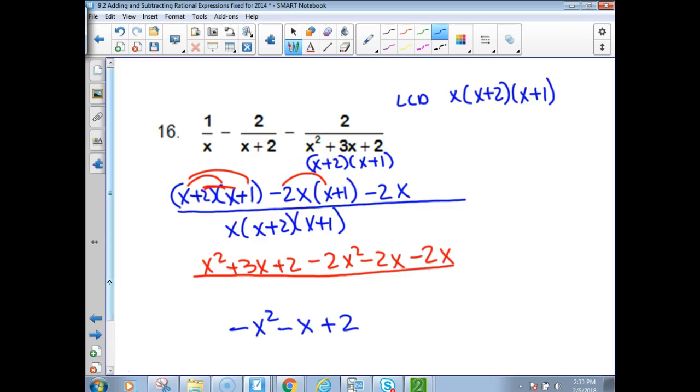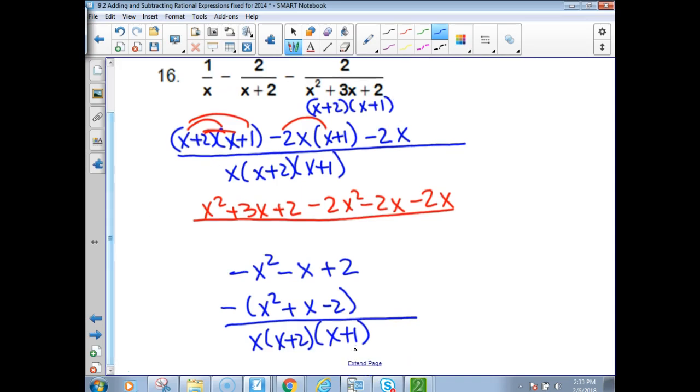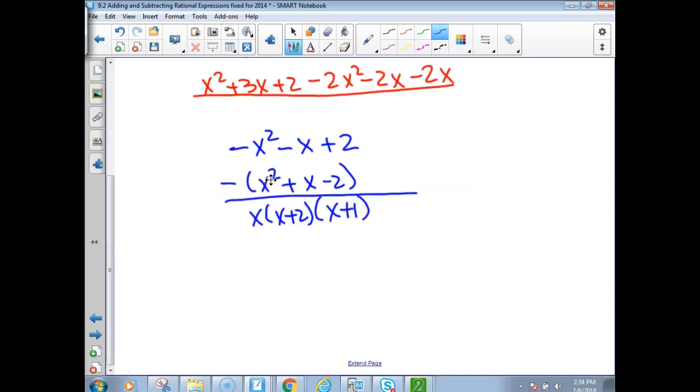Okay, now that, you guys, is factorable. I'm going to factor out a negative 1 and show you that that's x squared plus x minus 2. And then I'm going to rewrite my denominator because I don't want us forgetting about it. Okay, now what could I do to this x squared plus x minus 2? I brought the negative 1 out, if you will. This can get factored. Okay, so that is x plus 2, x minus 1.